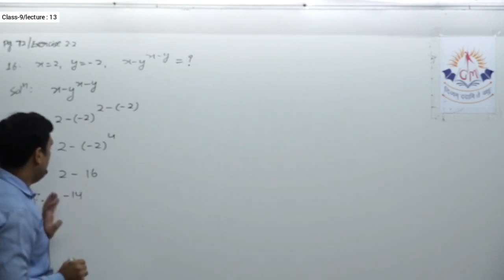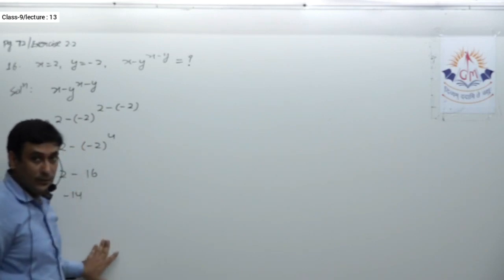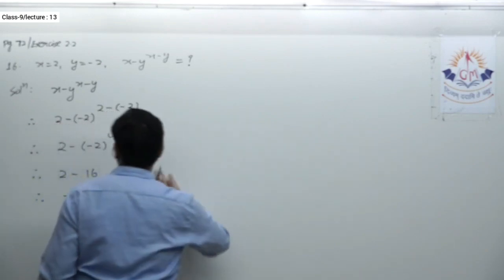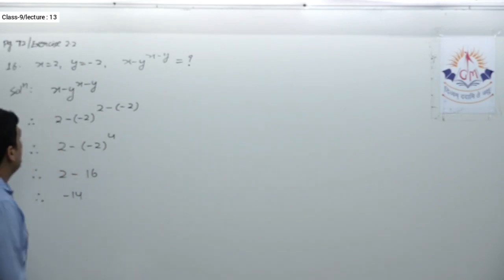So here the answer is minus 14. Okay, 2 minus 16 is minus 14, and if you take this plus 2, then the answer will be 18. So in that case the method is wrong, and the answer is also wrong. So this is the final answer. Please note it down.